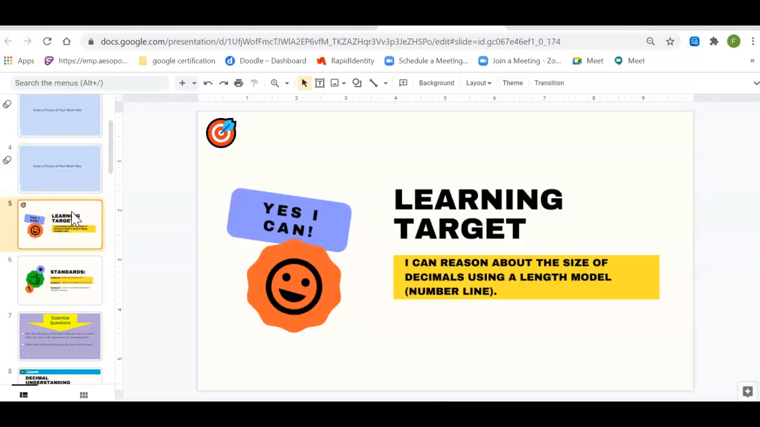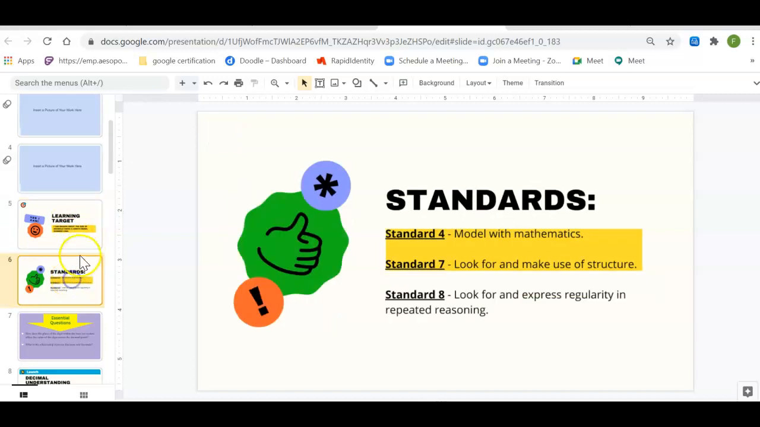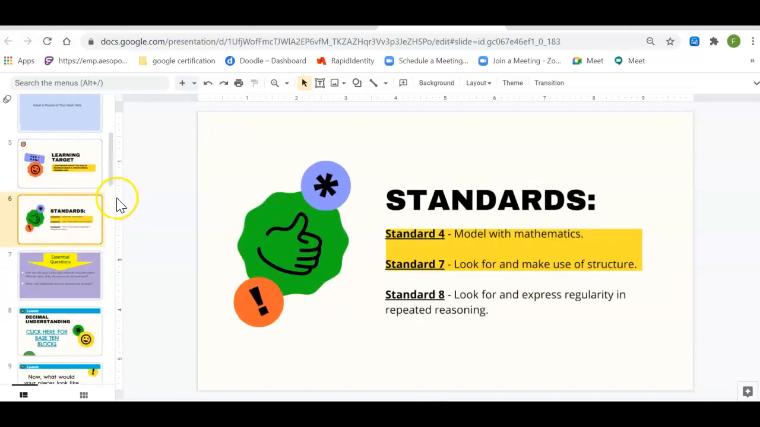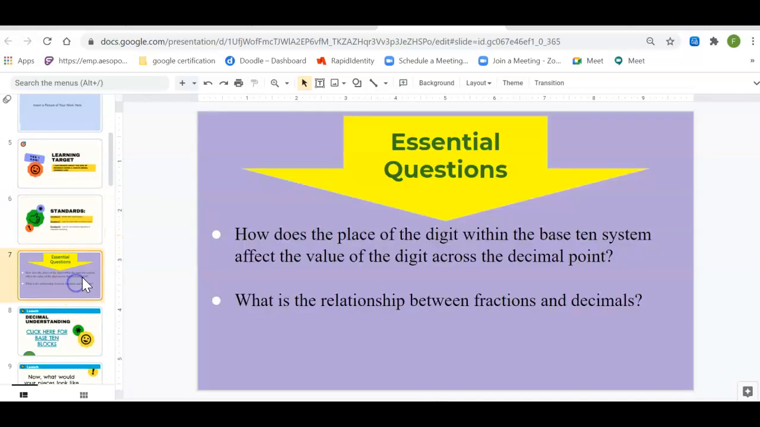Our learning target: I can reason about the size of decimals using a length model, a number line. And this is just a breakdown of our standards here. Our essential question: how does the place value of the digit within the base 10 system affect the value of the digit across the decimal point? And what is the relationship between fractions and decimals?